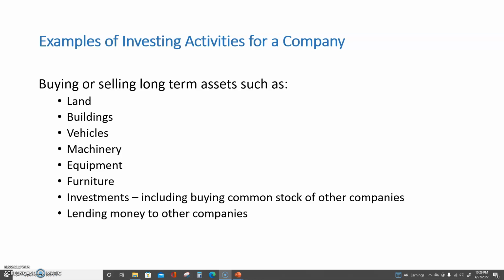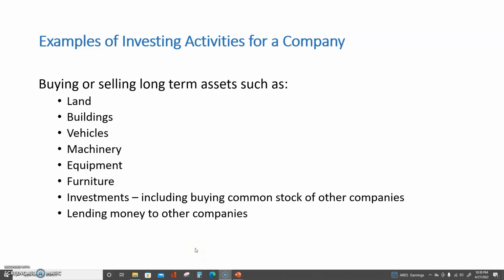Lending money to other companies is also considered an investing activity. Whenever a company lends money, that's an outflow. When those companies pay the money back, that would be an inflow. Again, all these are examples of investing activities.